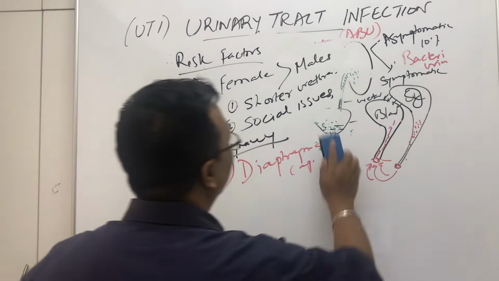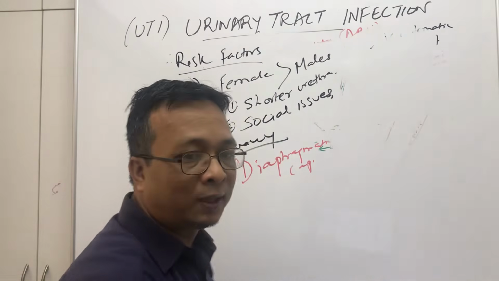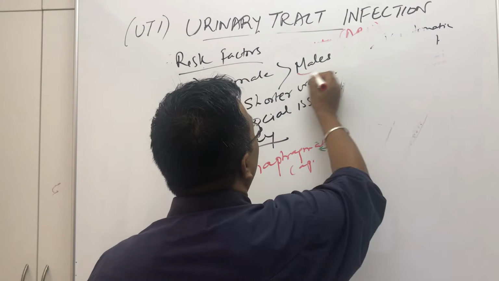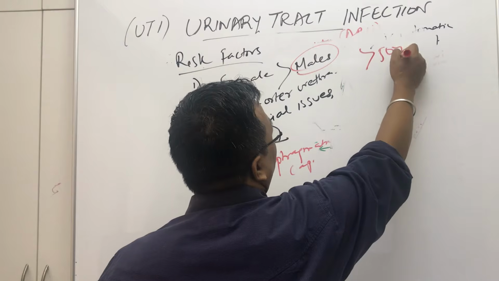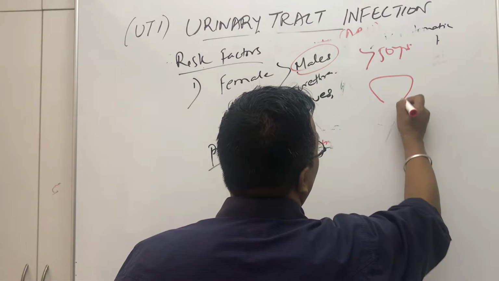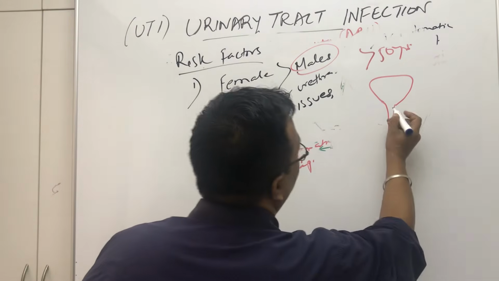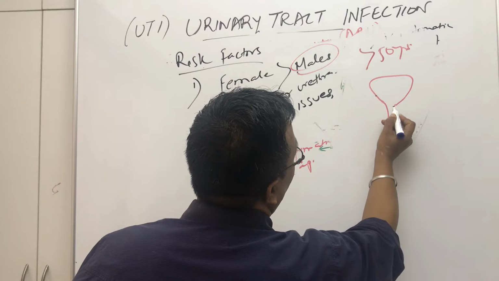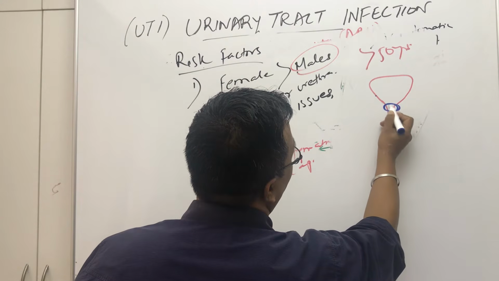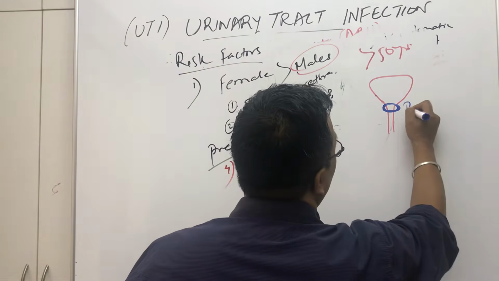But it's not that males are not having UTI. Males also do have UTI, but very commonly after 50 years of age. Now why is that? Anatomically, if you see, this is the urinary bladder and this is the urethra. At the junction of the urinary bladder and the urethra, there is a prostate gland, as you know. So this is the prostate gland.